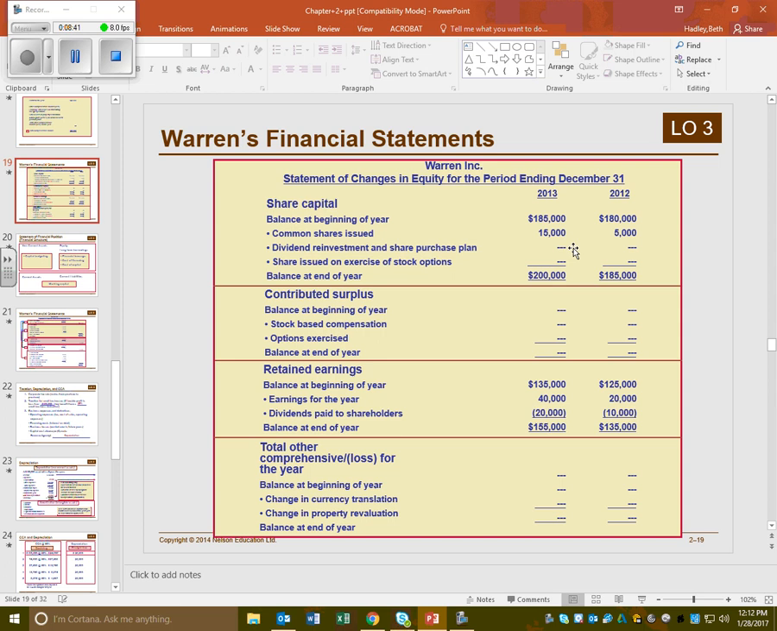Okay, the retained earnings, again, the retained earnings for the beginning of 2013 comes from the ending for 2012. As you saw in previous slides, we had earnings for the year of 40,000. We paid out 50% of those earnings in dividends, so we subtract off 20,000 to give us an ending balance in our retained earnings of 155,000.